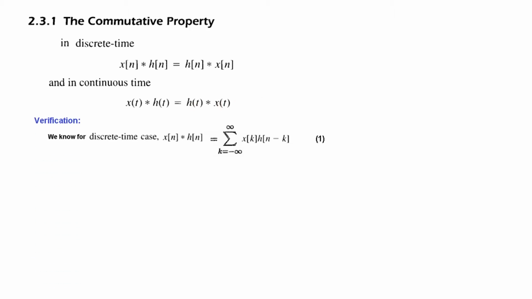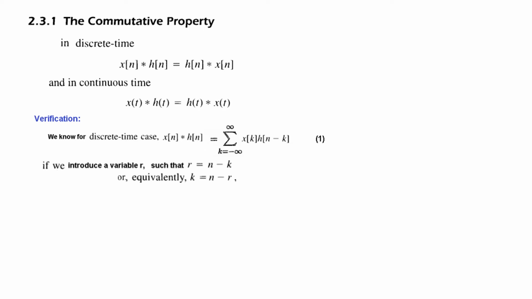To prove or to verify this, we'll proceed as follows. We know that in the discrete time case, we can define the convolution of the two terms x[n] and h[n] as the summation of x[k] multiplied by h[n minus k], with the limits from minus infinity to plus infinity.